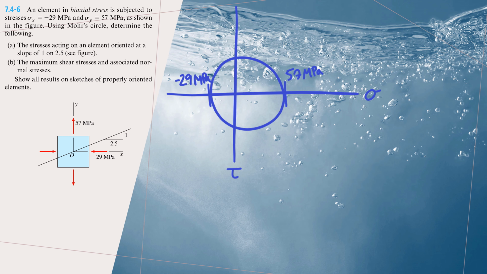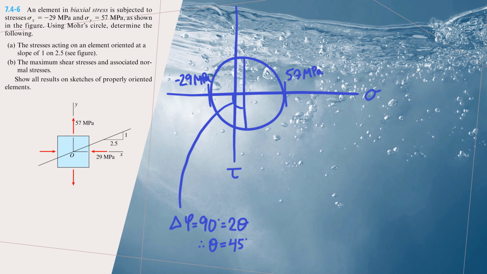Now, for part B, it asks for the maximum shear stresses and the associated normal stresses. I'm going to use the exact same process, except now I'm drawing my line in a new spot. It's asking for my maximum shear stress, and if we look at our Mohr circle, we'll find the maximum shear if we have a vertical line going through the center of our circle, because that's going to give us our lowest and our highest position. And our angle from where we started from is 45 degrees.